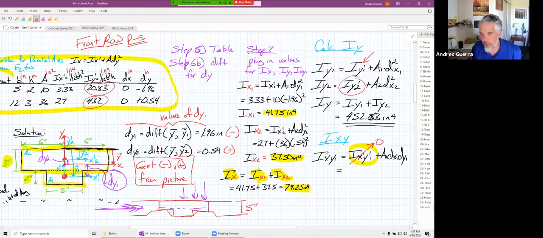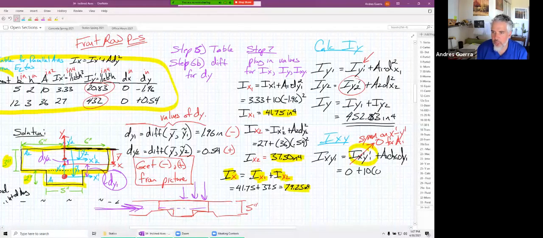So it shows up in our equation, but it's equal to 0 because we have symmetry on the x prime, y prime axis. So we have symmetry on x prime, y prime for A1, right? So for the centroid of just A1, we're going to get 0. So we have 0 plus A1, which is 10, times dx1, which is also 0, and dy1, which is minus 1.96, but it really doesn't matter because dx is 0. So we find Ixy1 is equal to 0.